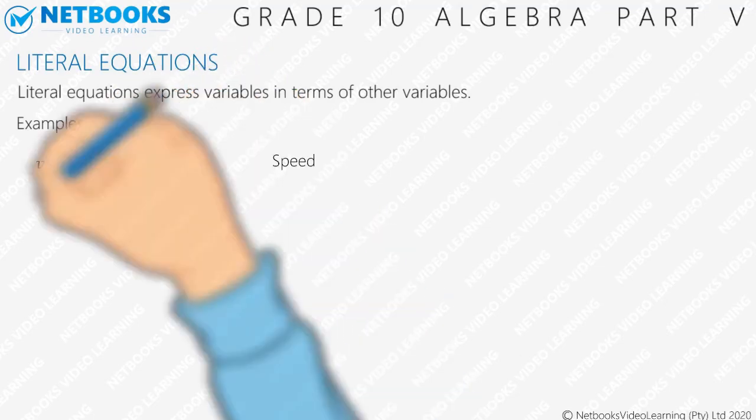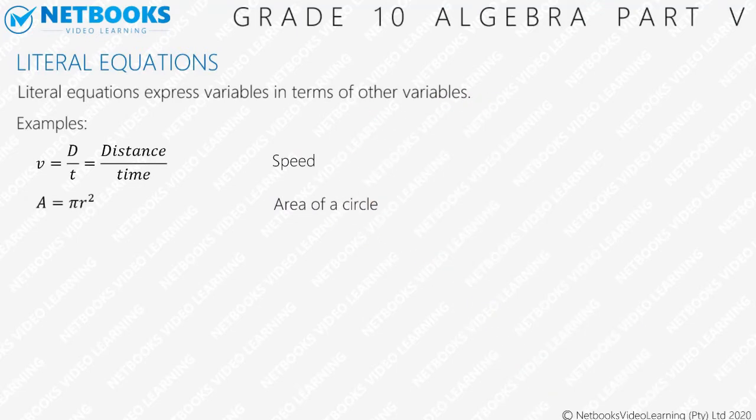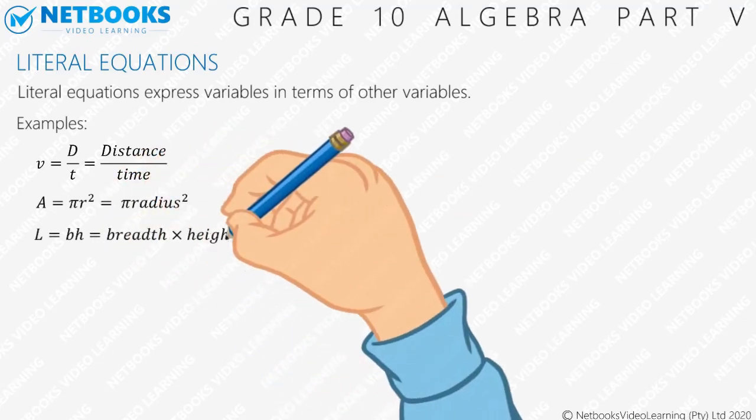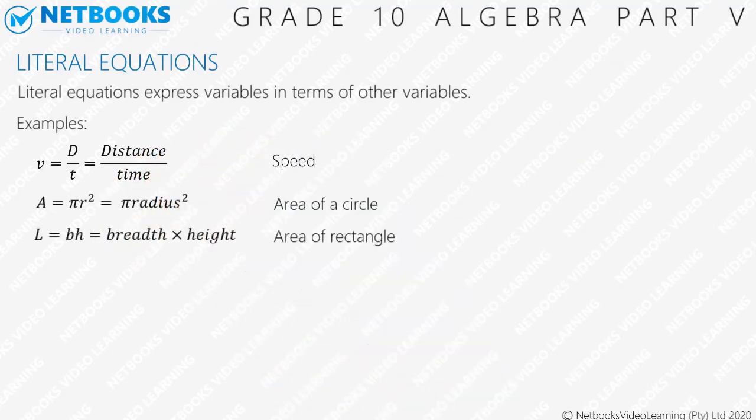Another example is the area formula for a circle, given by pi r squared. R is the radius. A last well-known literal equation is the area of a rectangle: length equals breadth times height. You will need to know how to make the variable that you want to calculate the subject. Let us do an exam question.